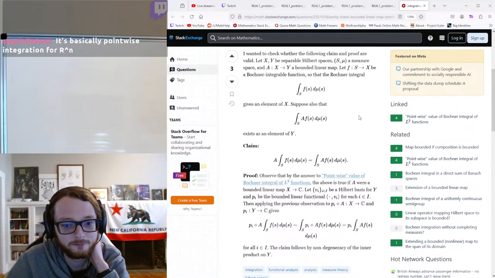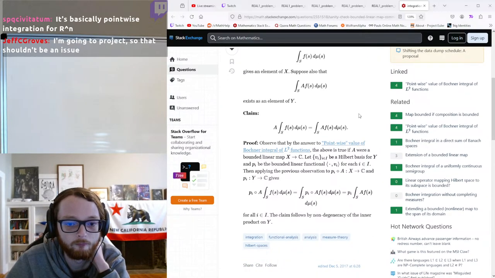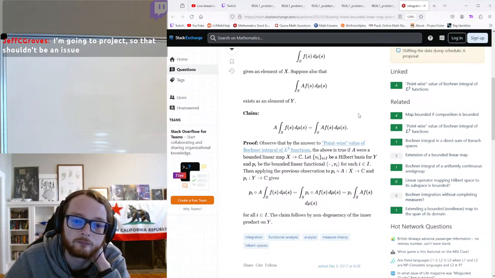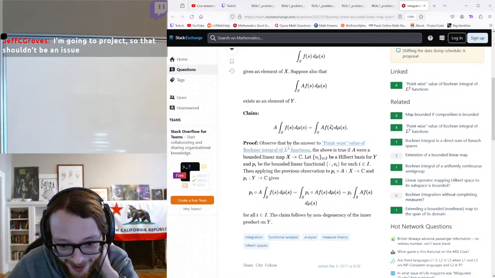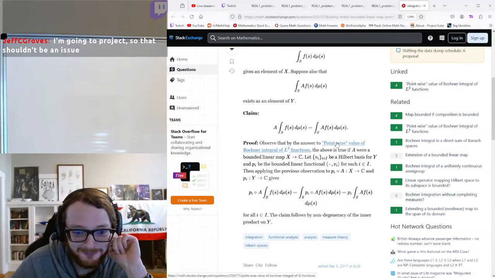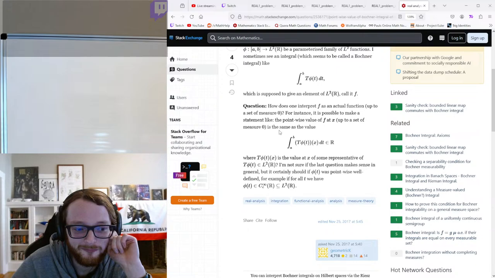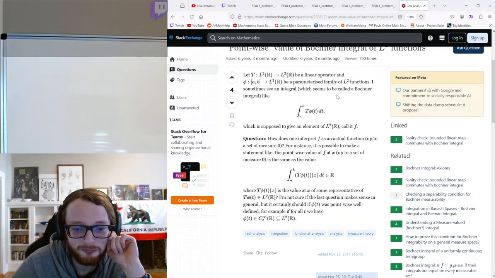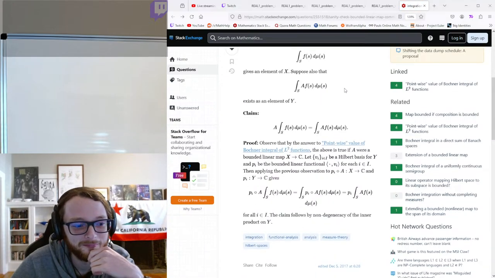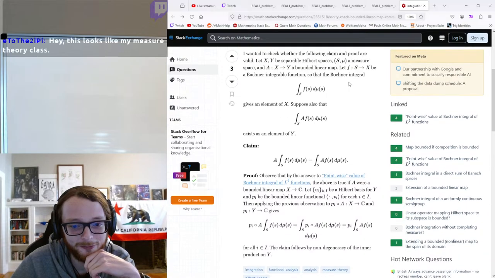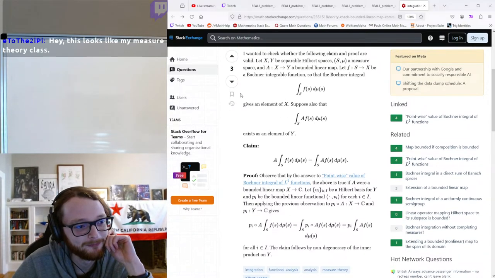Point-wise integration for Rn. Gonna project? Okay. What if I don't know what point-wise integration is either? Oh gosh. Yeah, I don't know. Looks like your measure theory class. Oh, good. So you feel right at home here. This is what SBQ was saying for something related to Harambe's question. I don't know enough to say how, but yeah.